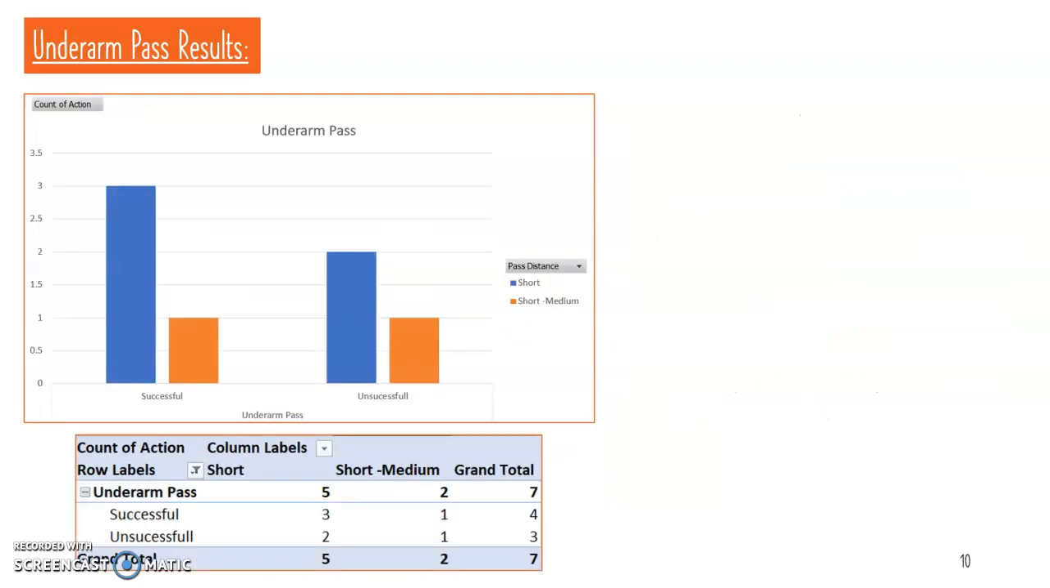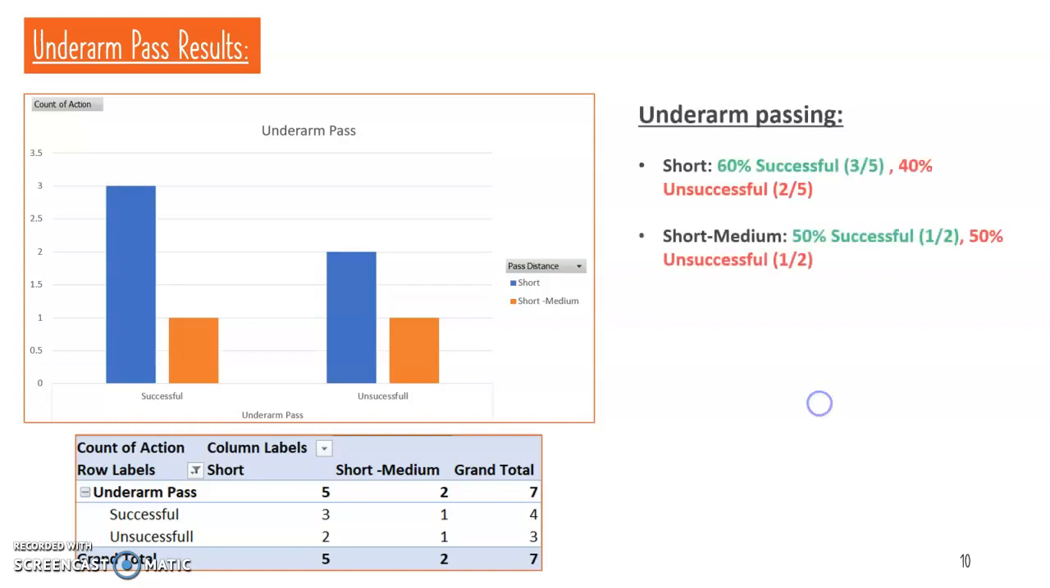Next type of pass was the underarm pass result. So, underarm passing, short distance was 60% successful with 3 out of 5 passes being successful, leaving it with a 40% unsuccess rate. Short medium distance with 1 out of 2 being successful gives it a 50% success rate and a 50% unsuccess rate. Again, I'd like you to have a look at the table.